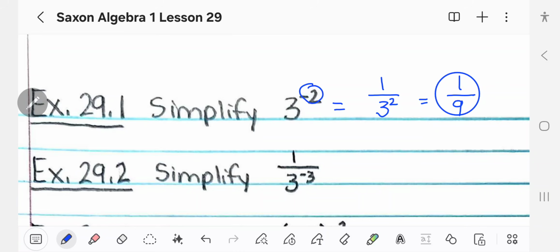Let's look at 29(2). This is written in reciprocal form. We can change it to exponential form. So what we're going to do is we'll bring the 3 out, and we'll change the sign of the exponent. So that's going to be equal to 3 to the 4th. 3 to the 4th is 3 times 3 times 3 times 3. So 3 times 3 is 9, times 3 is 27, times 3 is 81.